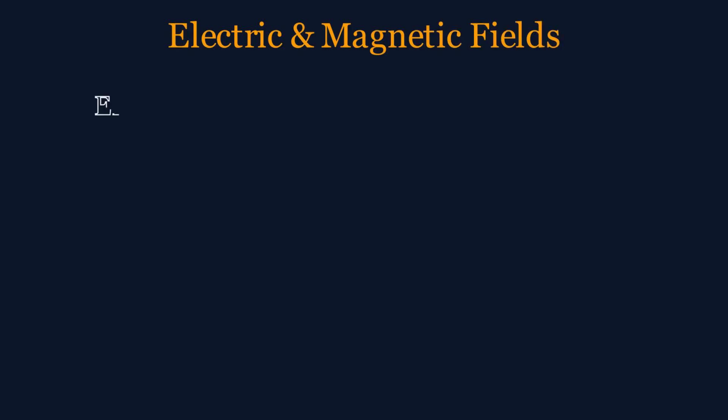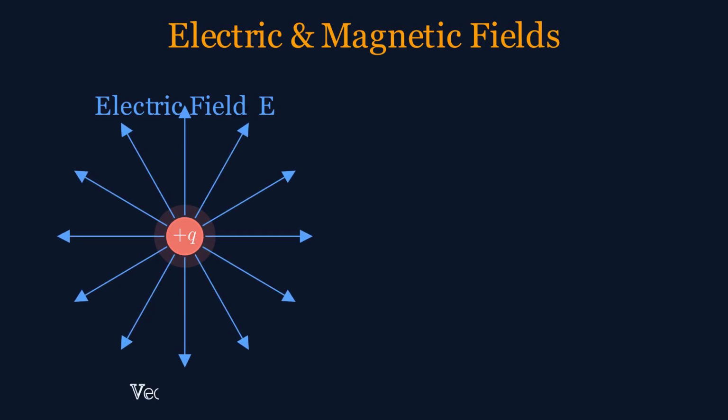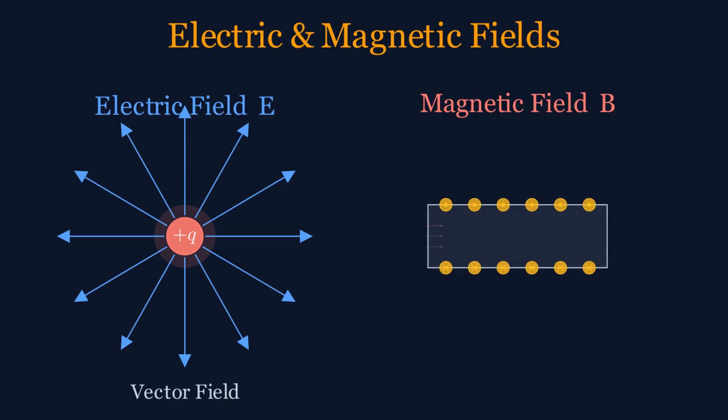Let's start with a visual. Here you see the electric field produced by a single positive charge. The field lines radiate outward in every direction. This is a vector field, meaning at every point in space, the field has both a magnitude and a direction.